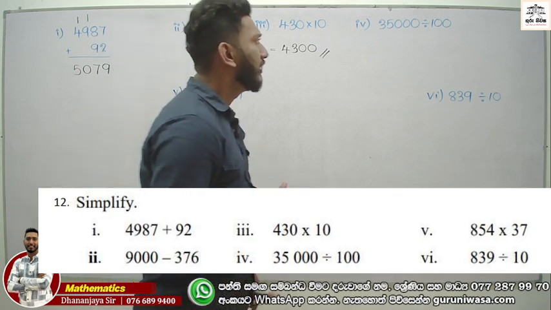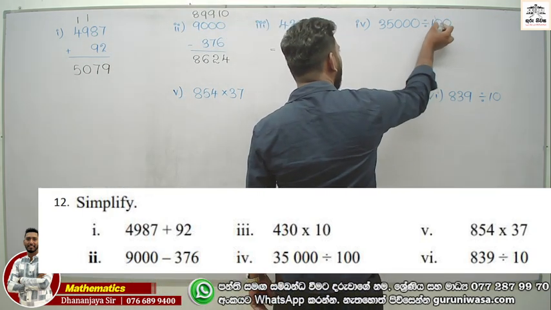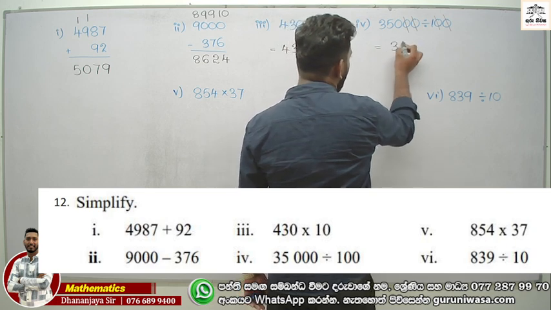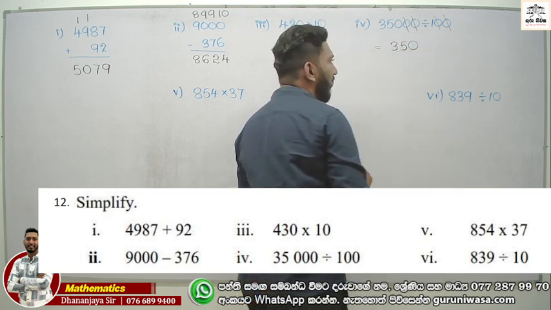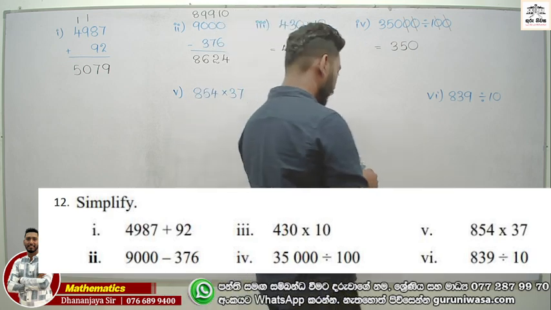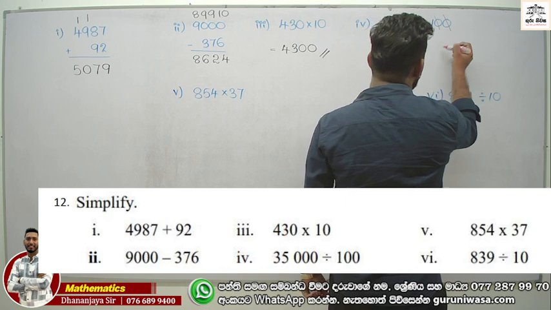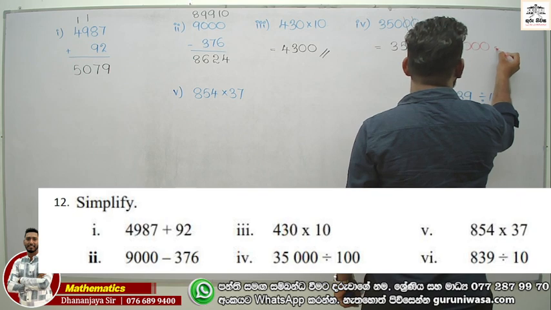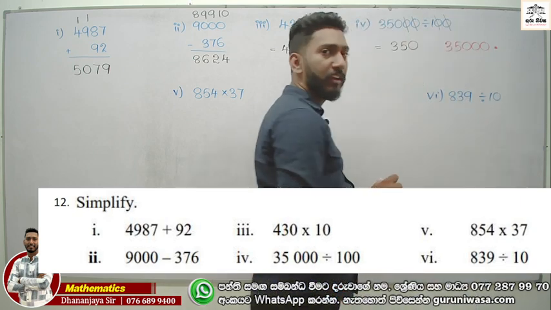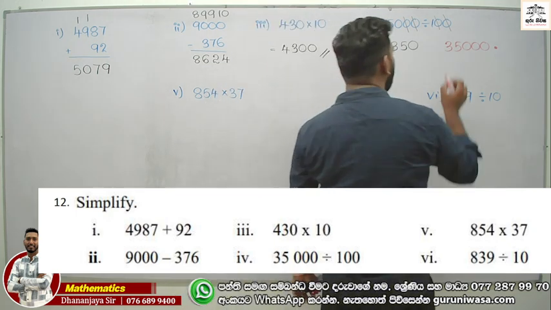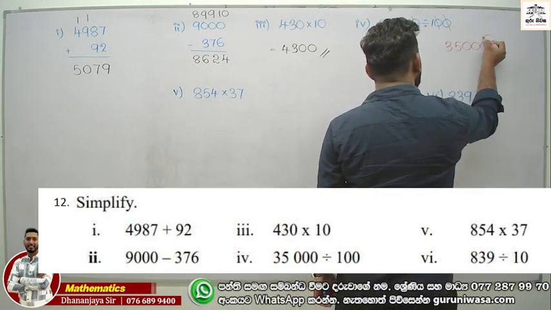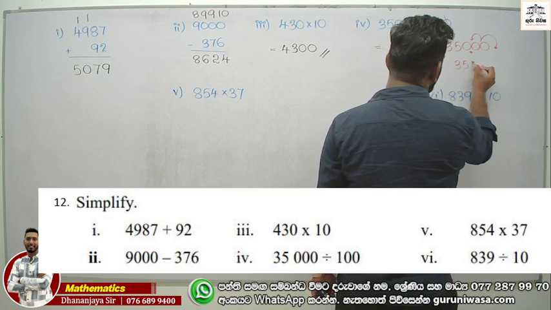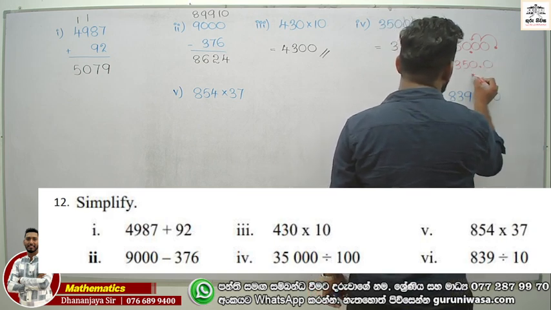Fourth one. Division by 100. You can eliminate zeros, 2 zeros with 2 zeros. Now the answer is 350. Then another method: 35,000 divided by 100 means you need to move the decimal point. The decimal point is at the last. Move 2 times because 100 has 2 zeros. Move 2 times to the left-hand side. Now the decimal place is here: 350.0. You can write it as 350 also.